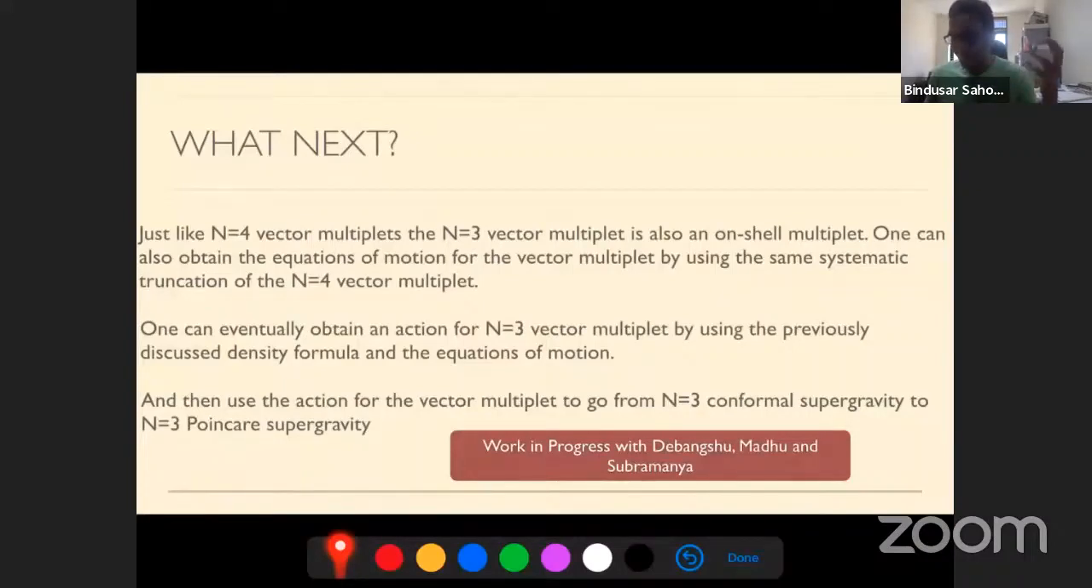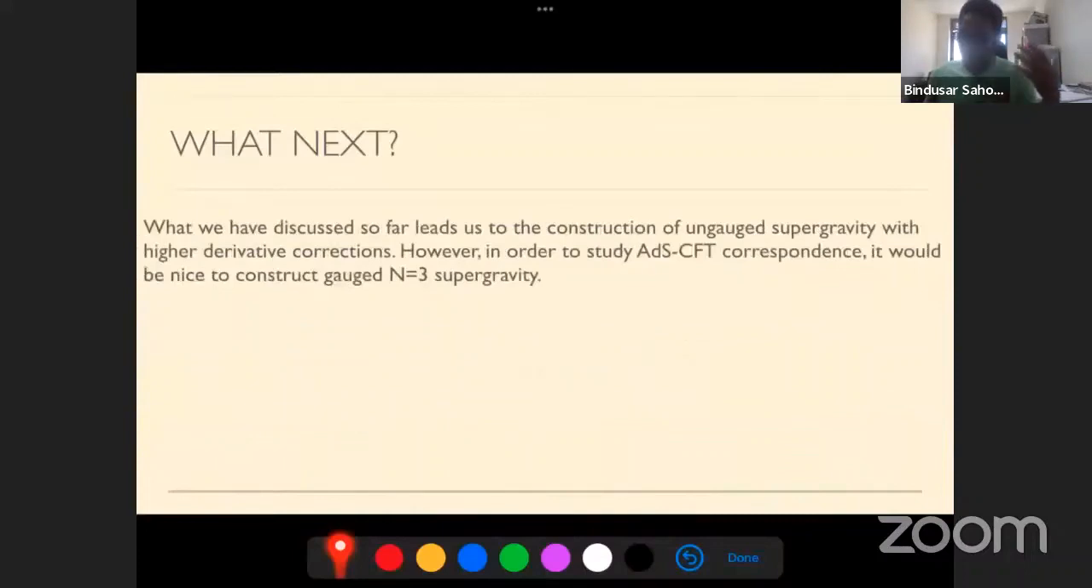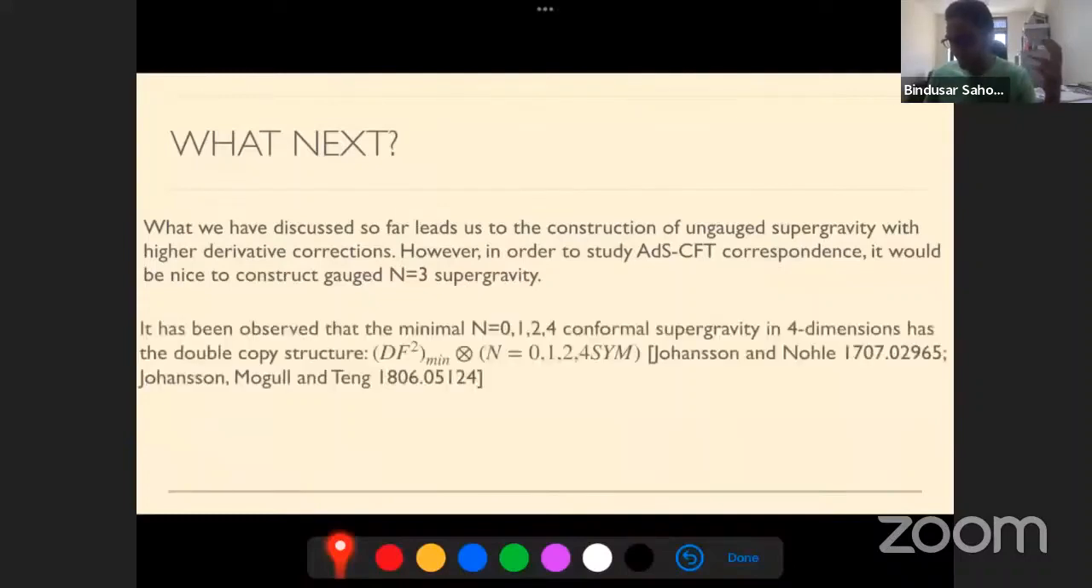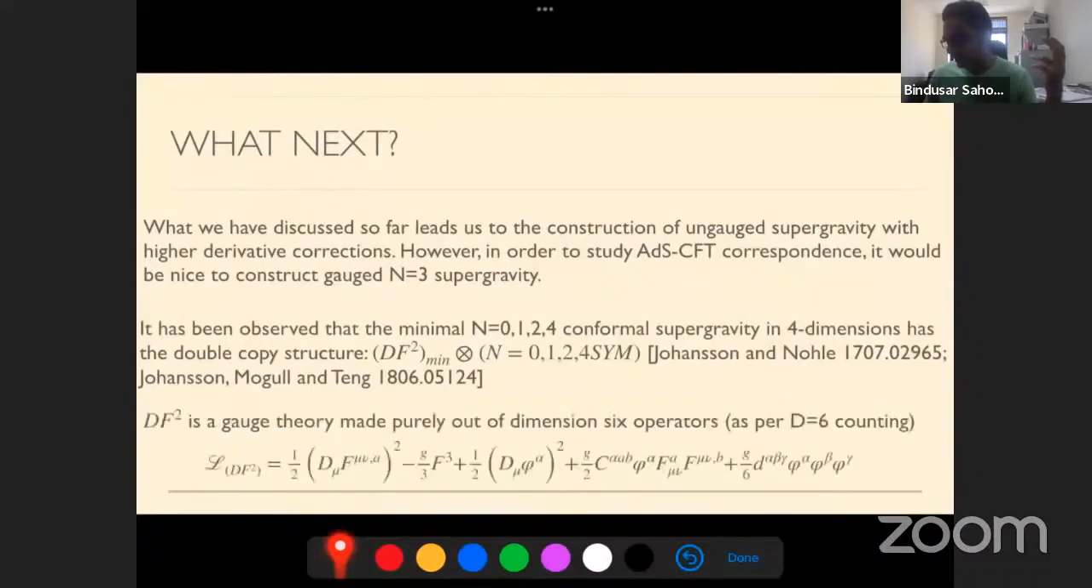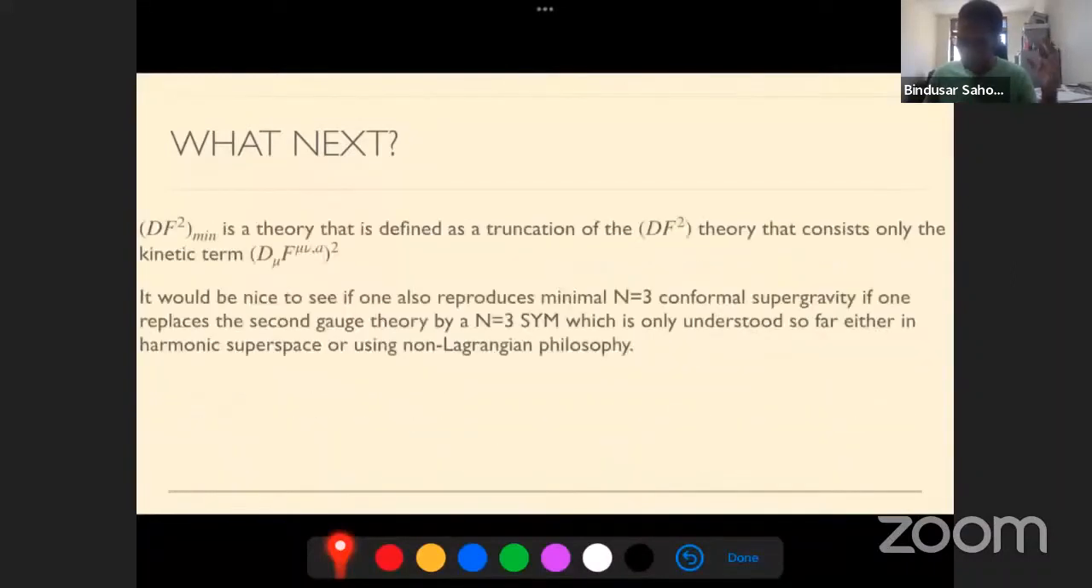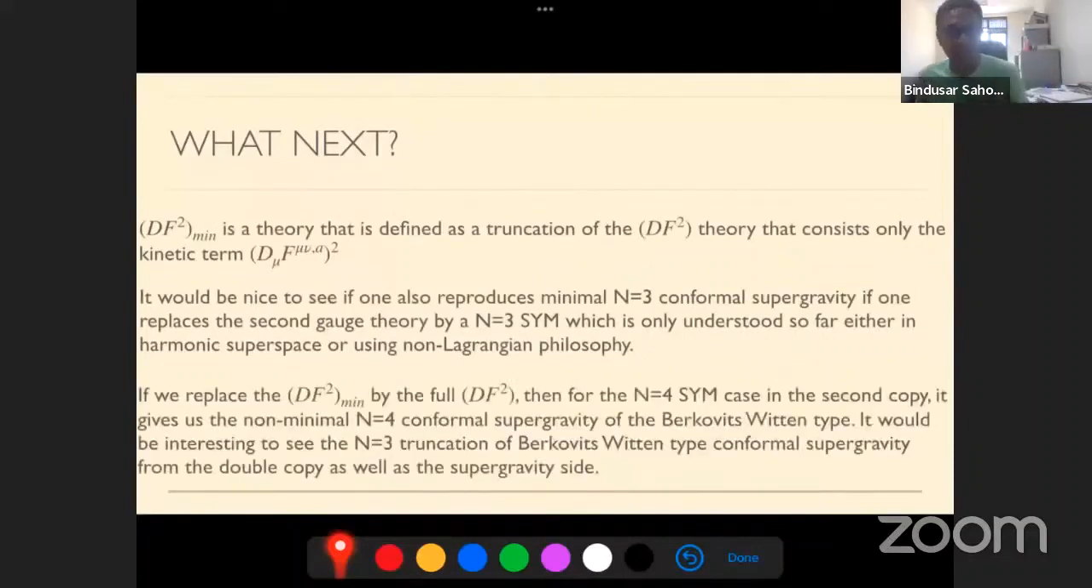Apart from that, there is some other work that we would be interested in. As I said, the prime motivation of studying n equal to 3 supergravity is the AdS/CFT correspondence. What we have discussed so far is the construction of ungauged supergravity, whereas for the AdS/CFT correspondence, you would like to have a gauged supergravity. We would like to study that, and there are some more directions related to the double copy. Maybe I can go through this if somebody asks a question, but since I've run out of time, I can stop here. Thank you.